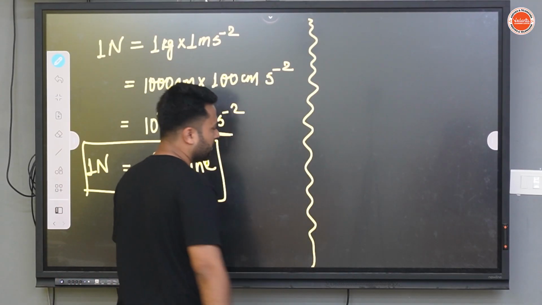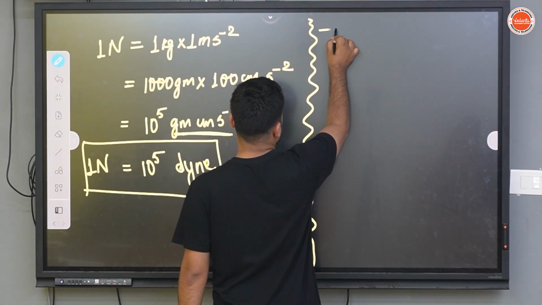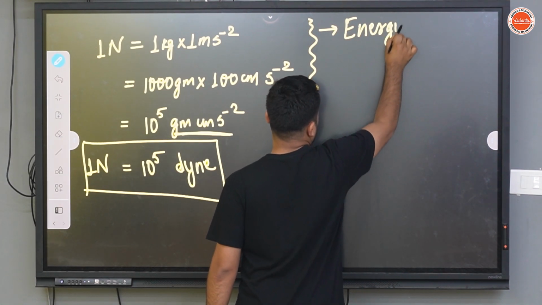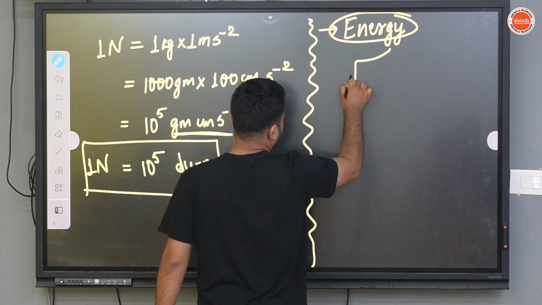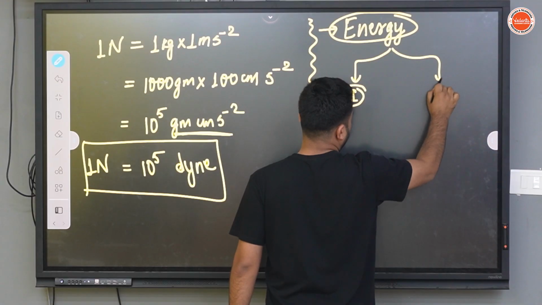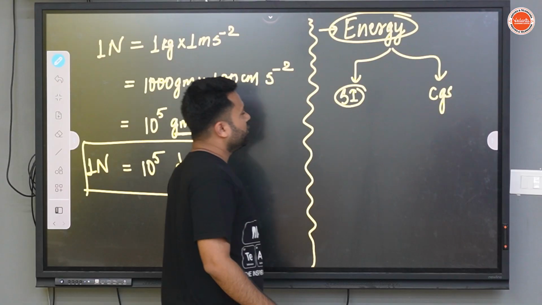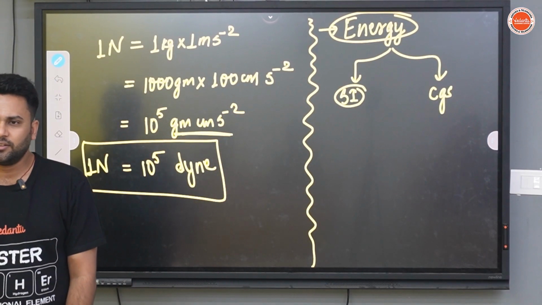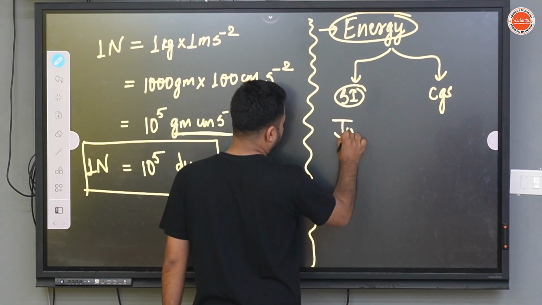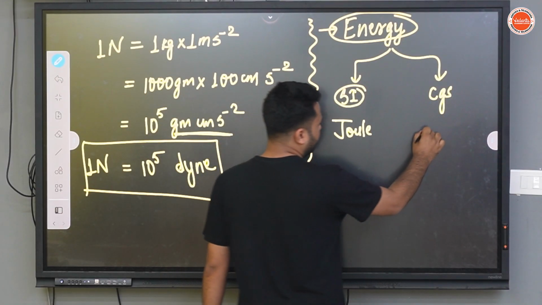See, suppose energy. Energy SI unit, or MKS unit, and CGS unit. Do you know the SI unit of energy? What is the SI unit of energy? Joule. So this is joule. And the CGS unit of energy? Erg.